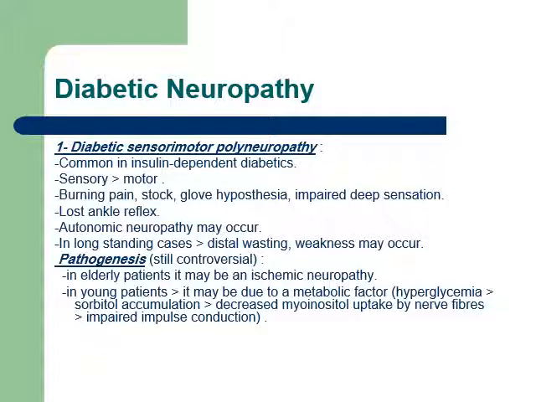This is the commonest manifestation in insulin-dependent diabetics, in which it is sensory more than motor, and it's small fiber more than large myelinated fibers. That's why we will see the sensory and autonomic neuropathy has the upper hand in the clinical picture. And the pathogenesis is strongly related to the hyperglycemia as well as some oxidative stress happening due to the presence of glucose in the peripheral nerves.